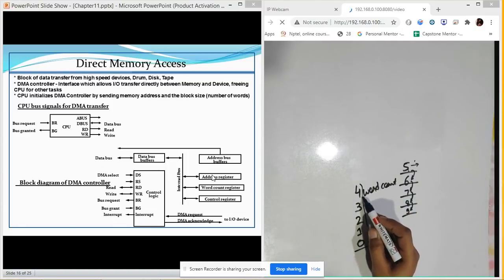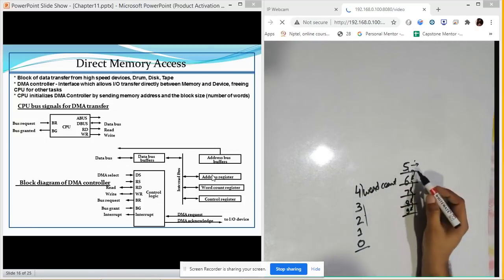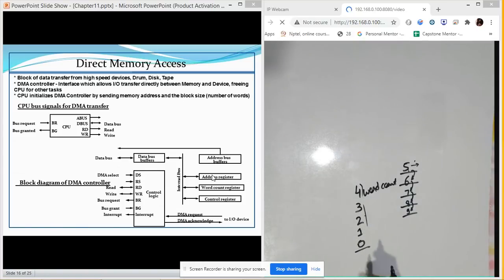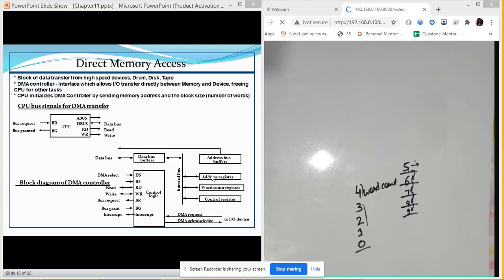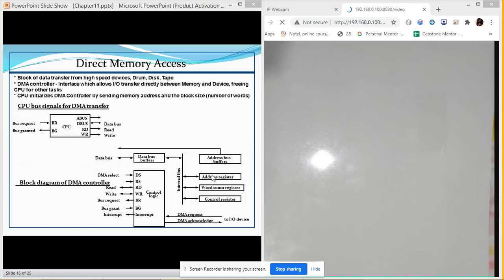So right, if it is saying 4 words including a 0 word, there will be total 5 words, including this address. So always the address will be incremented by 1, whereas the word count will be decremented by 1 on a successful transfer of a word. So whenever one successful transfer is done by the DMA, it will decrement the word count, whereas it will increment the address by 1. And from where it gets the address? From CPU. So CPU will give the address for the first time, and then it will keep on incrementing it by itself.